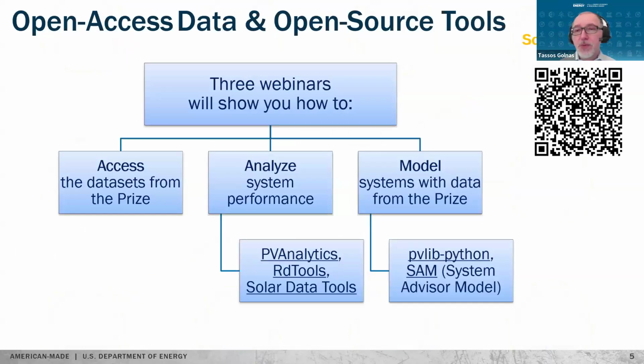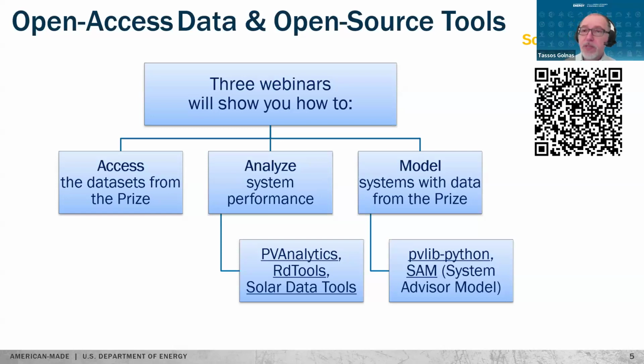So to help everyone in the community take advantage of these high quality data sets, we have these 3 tutorials this week and 2 more next week. They're about open access data, which is the data we got from the prize, as well as open source tools. These tools are created and maintained by the solar community and the national labs, and they're obviously free for you to not only use, but also available for you to tinker with and contribute to. So these 3 webinars will show you how to first access the datasets from the prize, and that's what we'll cover today.